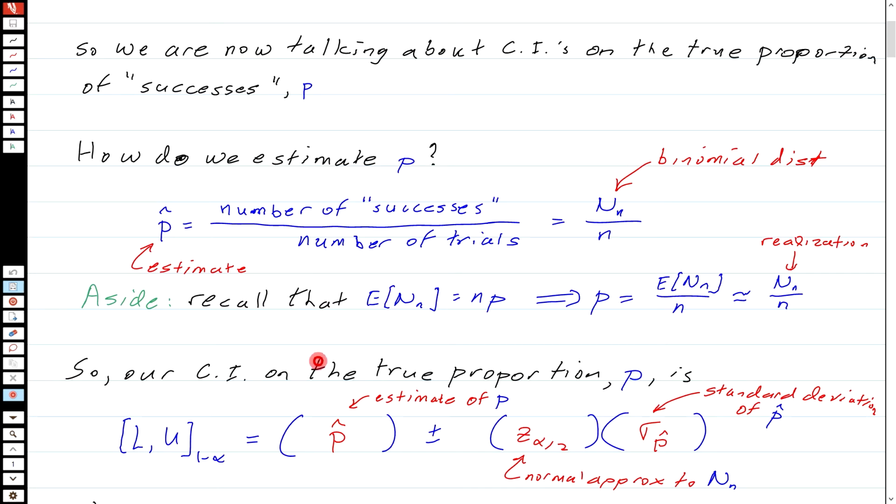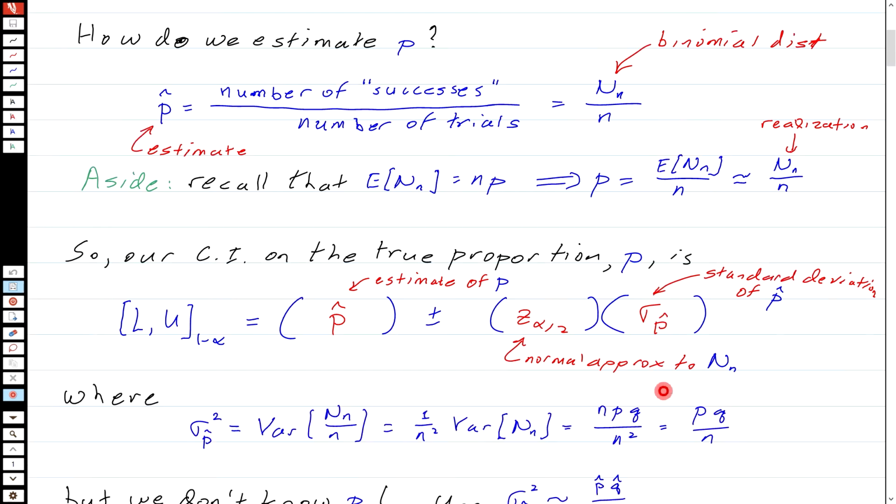So our confidence interval on the true proportion p is our usual form: something plus or minus something times something. In the first something, we put our estimate of what we're taking the confidence interval on, which is the true proportion p, and our estimate is p hat. For proportions, we're always going to use z, because we're always using the normal approximation to the binomial of N sub n. So it'll be z alpha by 2. And then the last thing, as usual, is the standard deviation of whatever we put in the first set of brackets, so the standard deviation of p hat. Okay, so let's take a look at that.